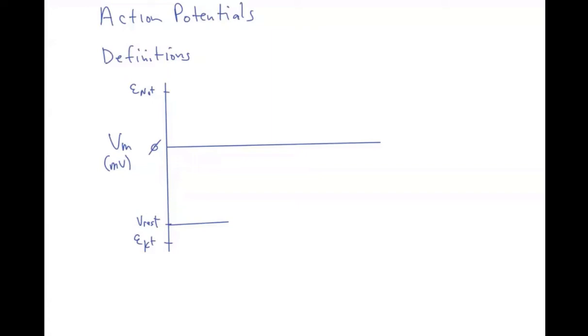So now we're going to talk about action potentials, which is a regenerative electrical signal that's all or nothing. It's important to look at some definitions, and we can see here that we have the membrane potential, Vm, on the y-axis, and we just have time over here on the x-axis. We'll have this in milliseconds, although we're not going to be using that here for these definitions.